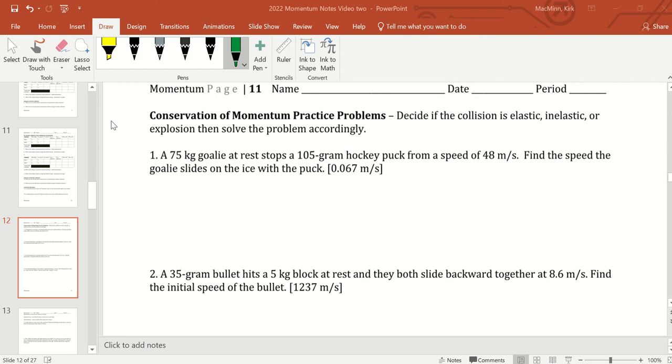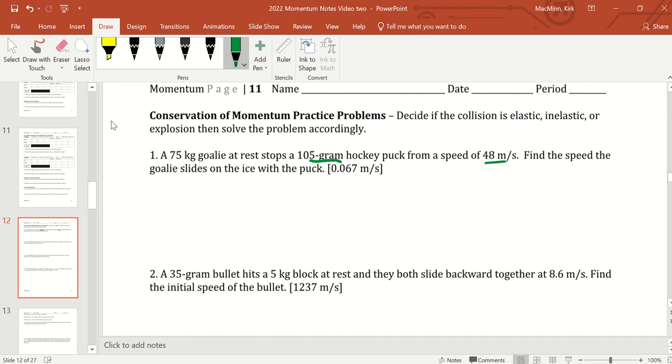So, a 75 kilogram goalie at rest stops a 105-gram hockey puck. We'll have to make sure we put that in the correct units. From a speed of 48 meters per second. Find the speed the goalie slides on the ice with the puck.